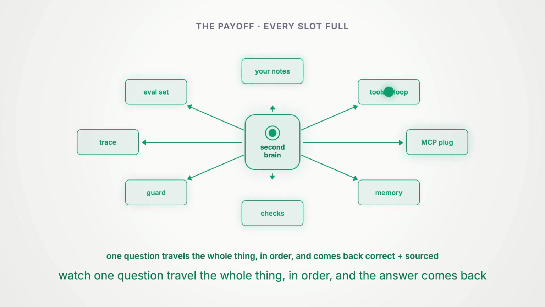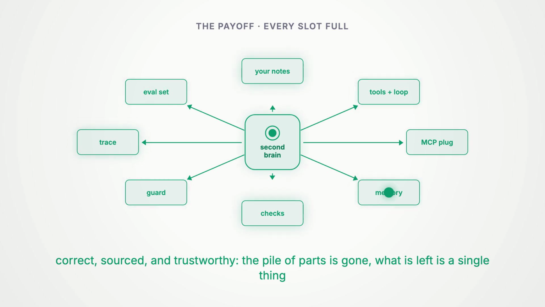It comes in, memory adds what it knows about you, retrieval finds the right note and cites it, the loop calls the tools it needs, the guard inspects anything untrusted, the checks catch the slips, the human approves the one risky action, the trace records every step and the answer comes back, correct, sourced, and trustworthy.